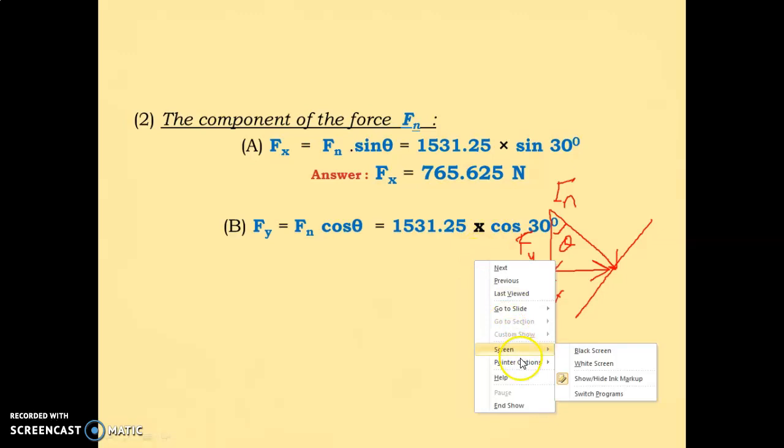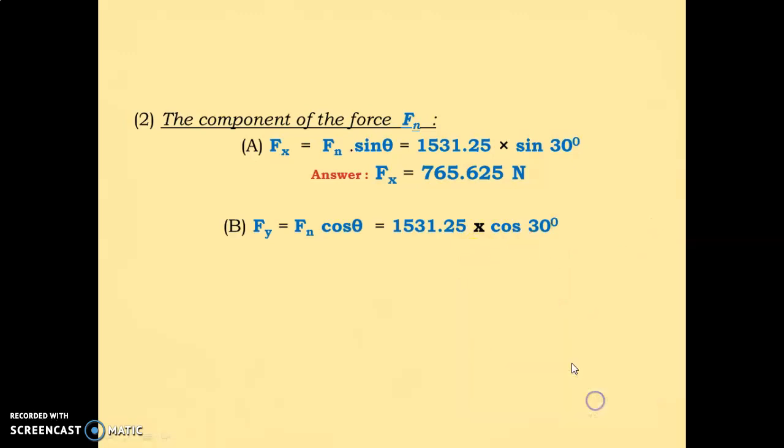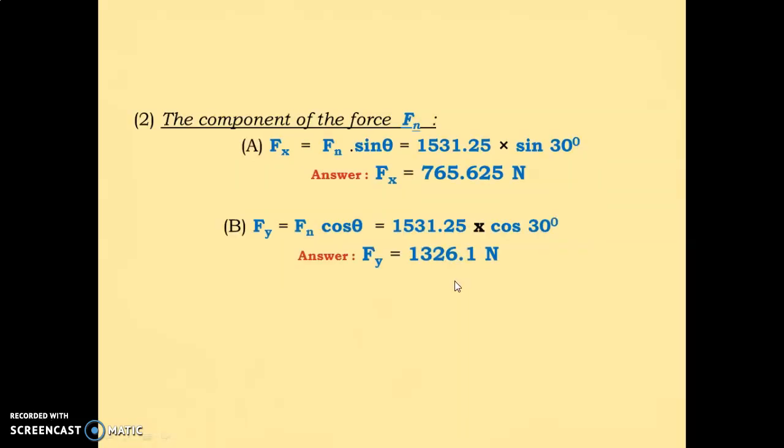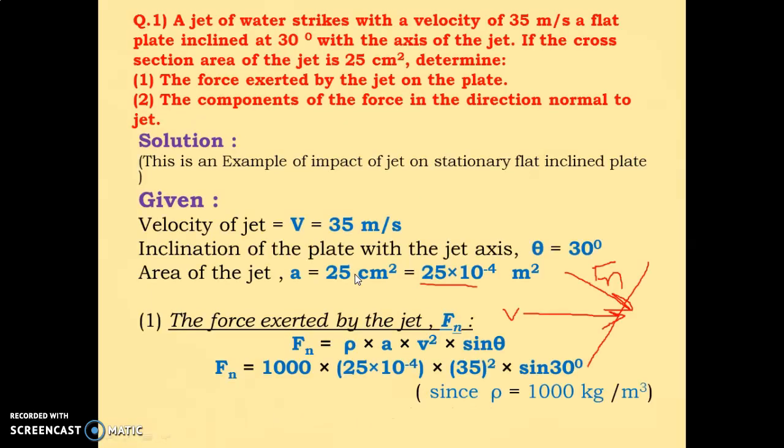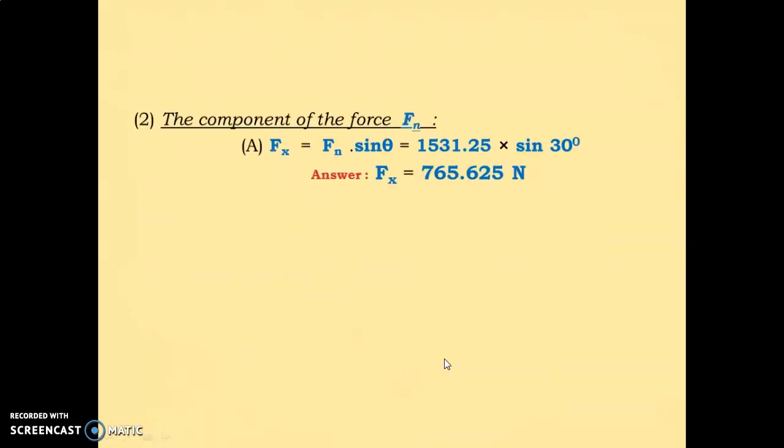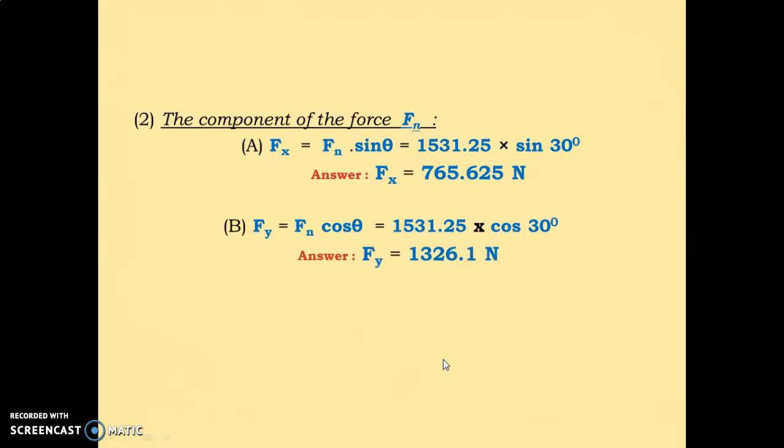So it is 1531.25 into cos 30, which will be 1326.1 Newton. So these are the answers. We have found out the answers for the first: Fn is 1531.25, Fx is 765.625, and Fy is 1326.1.